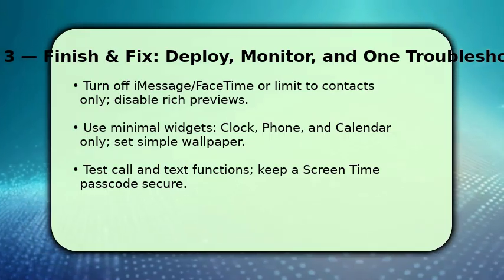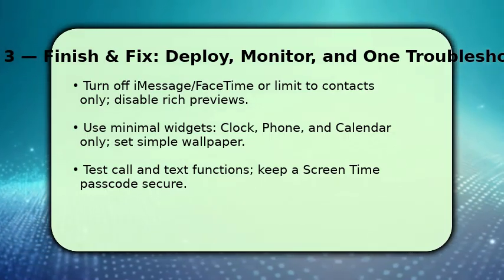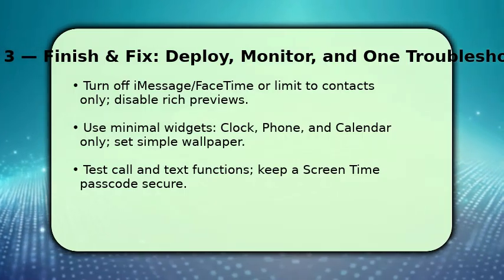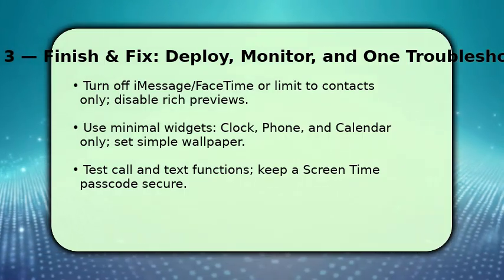If something breaks, like missing calls, check Do Not Disturb and silence unknown callers first. Then reboot the phone and re-enable permissions, one at a time, to isolate the issue.